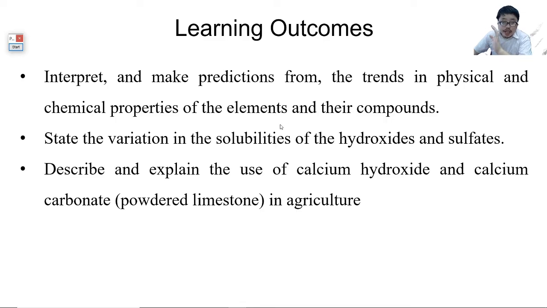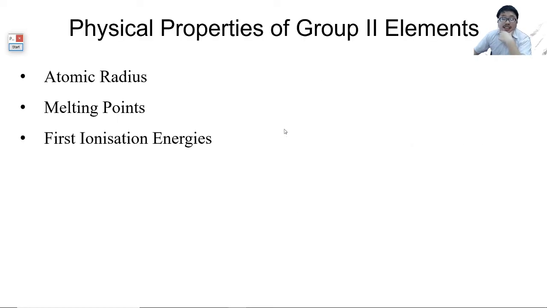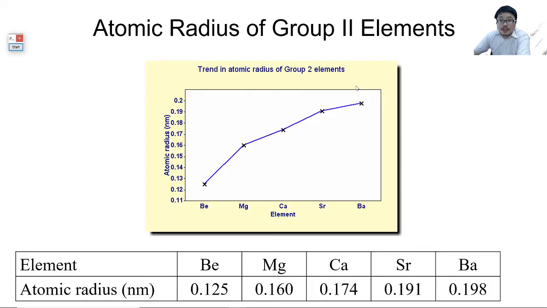At the end of the day, it will just be two things, like periodicity. Physical properties, chemical reactions. That's it. So for the physical properties, let us look at atomic radius, melting points, and first ionization energy.